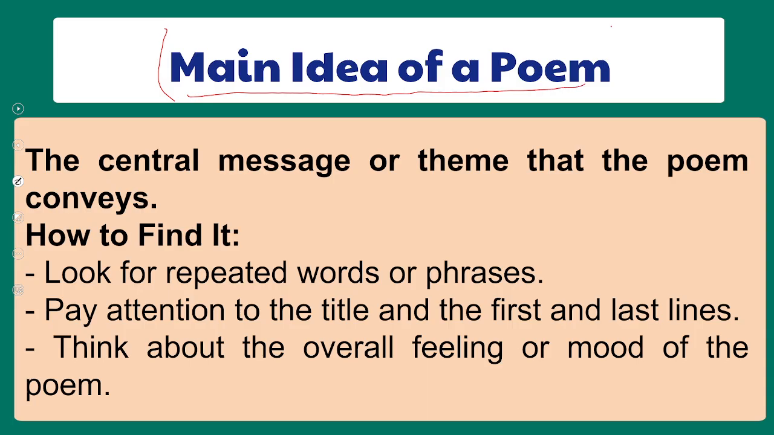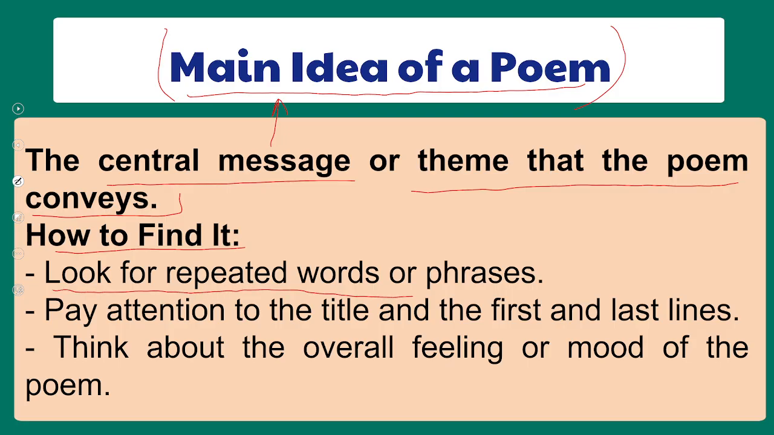Here we have to identify the main idea, which I have mentioned is the central message or theme that the poem conveys. So the central message of any poem is actually considered its main idea. So how to find it? Firstly, you have to look for repeated words or phrases. Let's suppose the word spring is repeated many times, so the main idea of that poem can be about spring. It can be about the beauty of spring, it can be about the pleasures of spring, or like that.